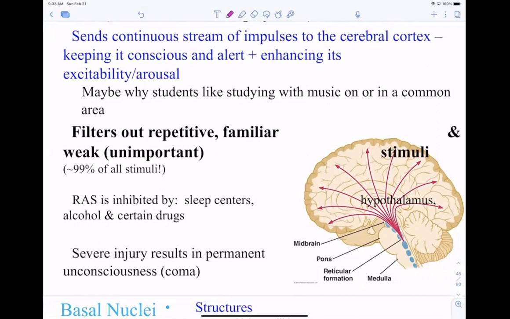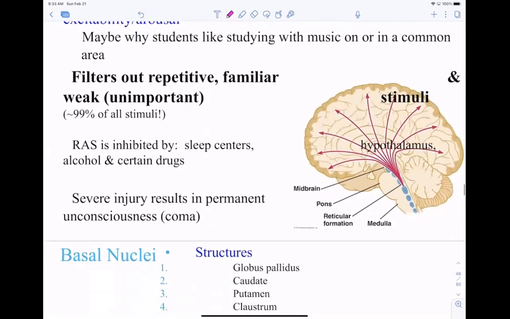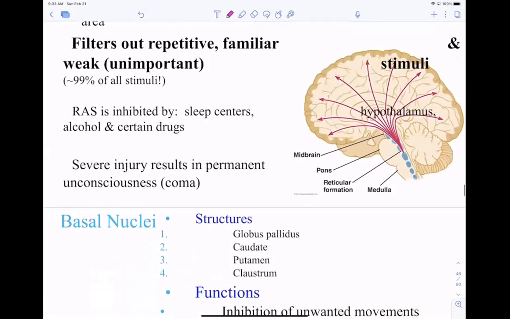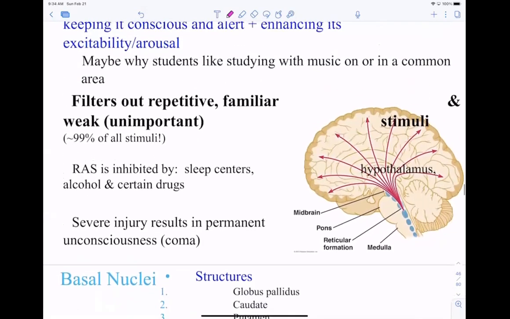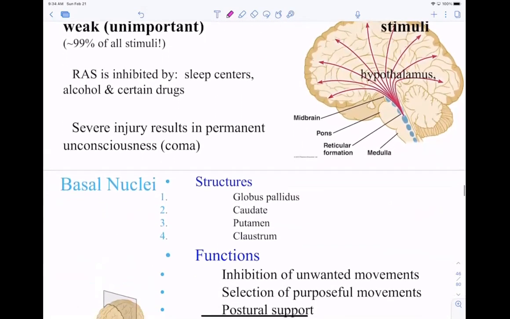Also, alcohol and certain drugs like Ativan, Xanax, the benzodiazepines, morphine, heroin, those kinds of things, they all inhibit the reticular activating system. And so that's why people will pass out. When you successfully inhibit your reticular activating system, you basically pass out or go to sleep. That's also why you can't remember, right? You become unconscious. If there's severe injury and the brain needs to shut down, the reticular activating system shuts down. That's kind of what we term a coma.